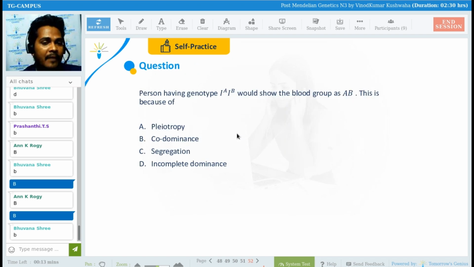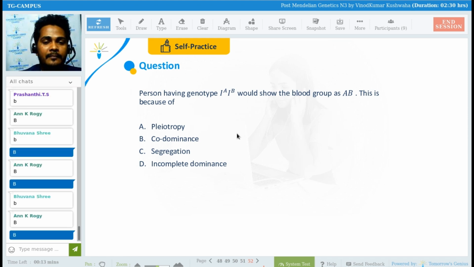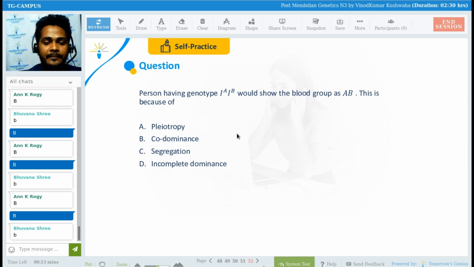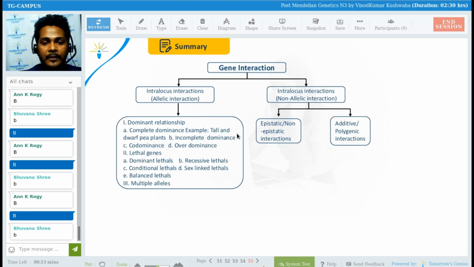Now another one. A person having genotype IA and IB would show the blood group AB. This is because of what? It is pleiotropy, codominance, segregation, or incomplete dominance. Okay, so yes, it's B, codominance. This is the answer actually.